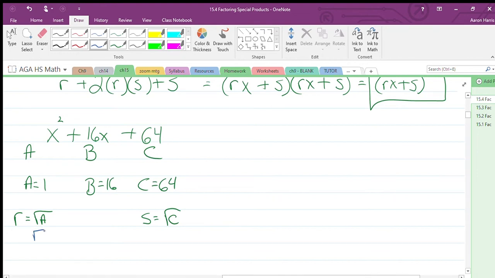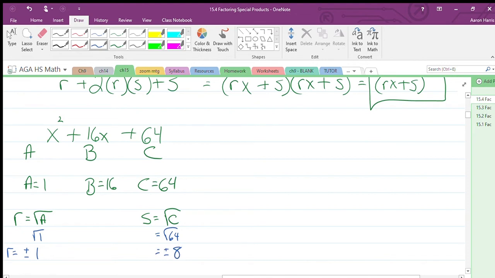So what is the square root of 1? Because A is equal to 1. Square root of 1 is what? 1. Remember, plus or minus 1. So R is going to be equal to either a plus 1 or a minus 1. Then S, square root of 64. What is the square root of 64? Plus or minus what? 8.